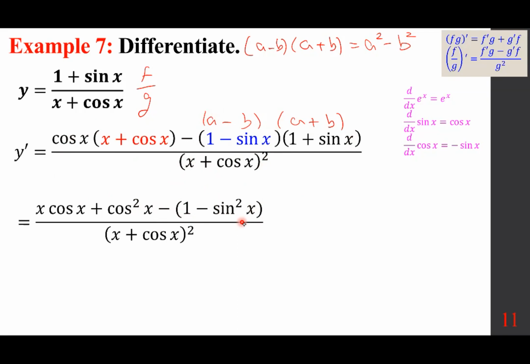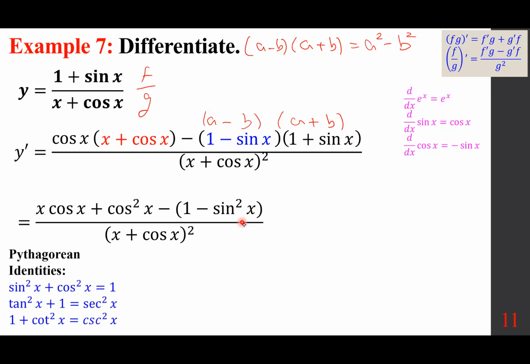Now, I did mention sine squared plus cosine squared is 1. Those are considered Pythagorean identities. So let me remind you. Sine squared plus cosine squared equals 1. This is one of them. In trigonometry, we call it a Pythagorean identity. The second one is tan squared plus 1 equals secant squared. And the third one is 1 plus cotangent squared is cosecant squared. And it comes from the original one.